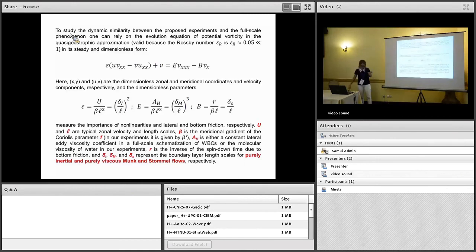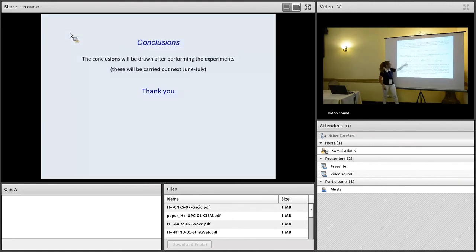The fact that we are in scale 1 for this parameter means that we are able to reproduce the inertial boundary layer, but for these other two non-dimensional parameters, we will not be able to reproduce in scale the viscous boundary layers as compared to the real case. So the conclusion will follow soon after performing the experiments. Thank you.